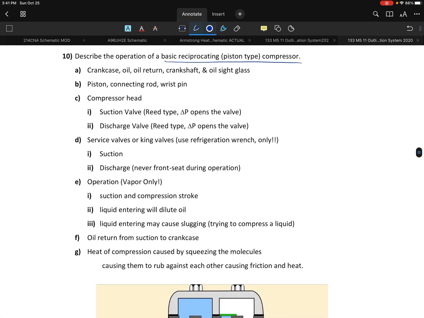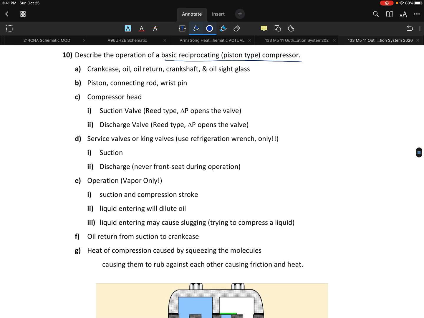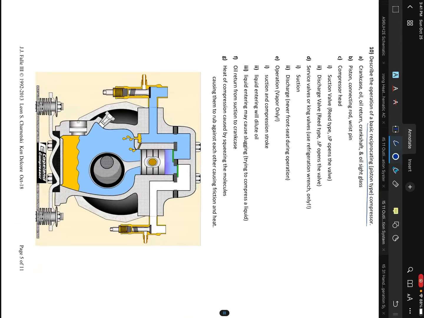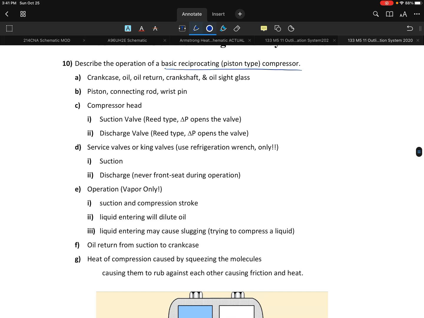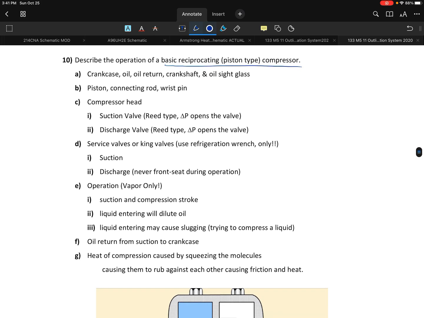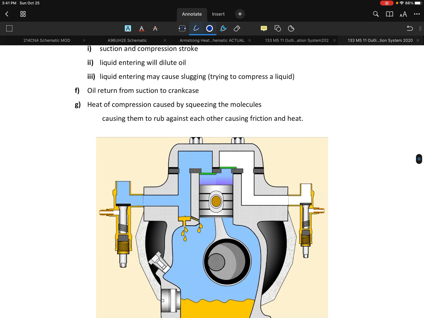All right, to keep moving on, we're going to look at the operation of that system. A couple of things that I'm going to point out are on my image, on the lower part of this. We're going to point out and document a few things that are going on here. From the first part, we have a crankcase, the oil return, crankshaft, and oil sight glass.